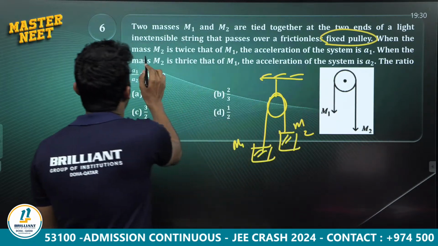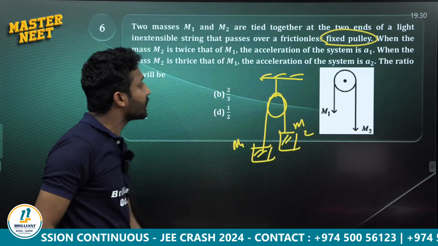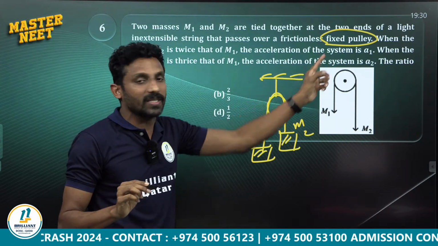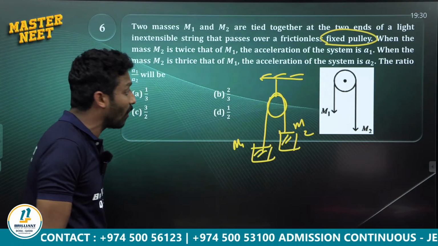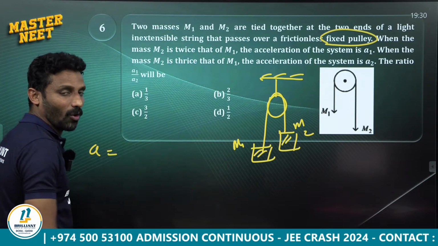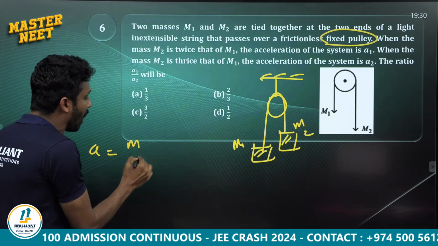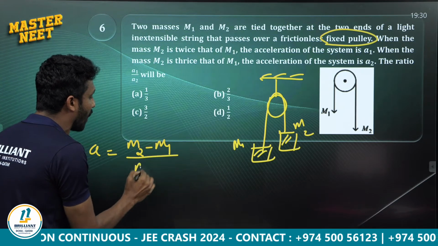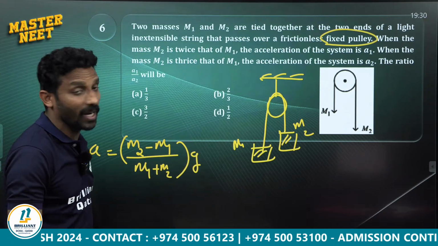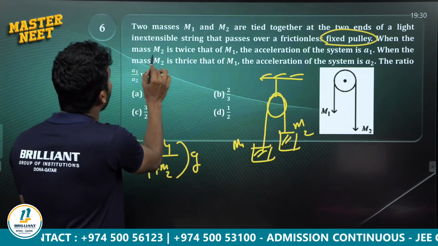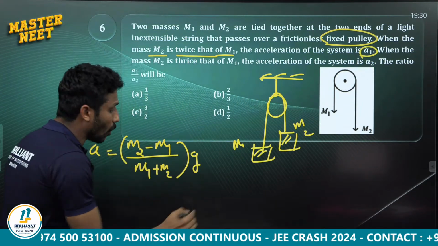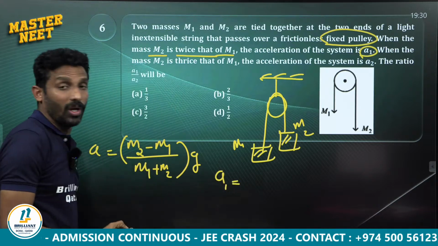Now when the mass M2 is twice that of M1, the acceleration of the system is A1. What is the equation of acceleration of the system? The acceleration A is equal to heavier mass minus lower mass divided by the sum of masses, into G. There are two situations explained in the question. When the mass M2 is twice that of M1, the acceleration is A1. That's the first condition.